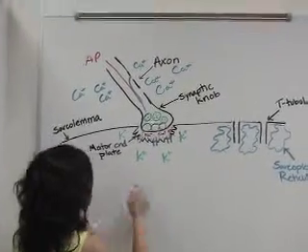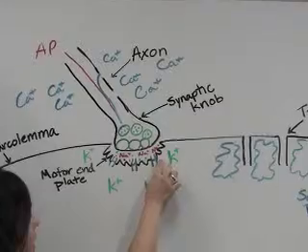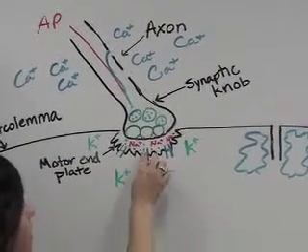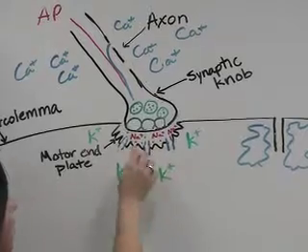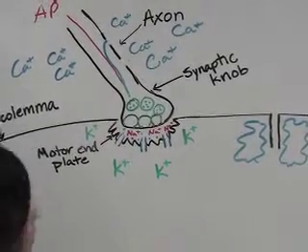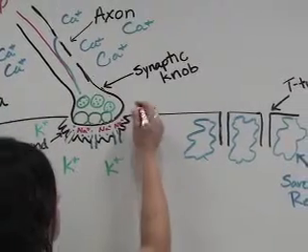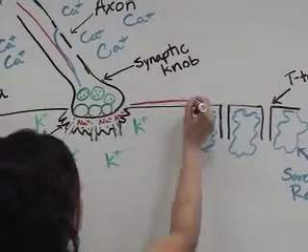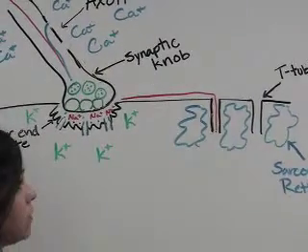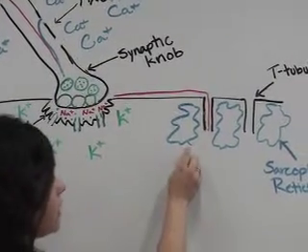Acetylcholine binds to the motor end plate, opening up sodium-potassium channels and allowing sodium and potassium to flow into the muscle fiber. This depolarization causes another action potential which travels down the sarcolemma and into the T-tubules, where it stimulates calsequestrin to release calcium.